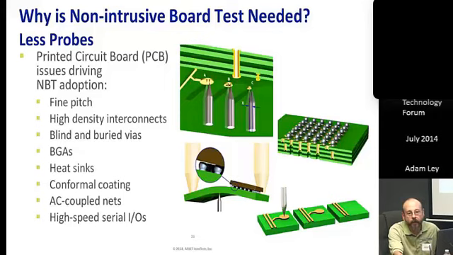BGAs, who doesn't have BGAs on their boards these days? I was talking to Richard earlier. He's got very large boards, but he's still got BGAs on the boards. Heat sinks, of course, provide interference for physical probing, as does conformal coating where that's required, depending on your environmental concerns. AC coupled nets, we talked about SerDes or high-speed I/O. That's all based on differential and AC coupled nets.